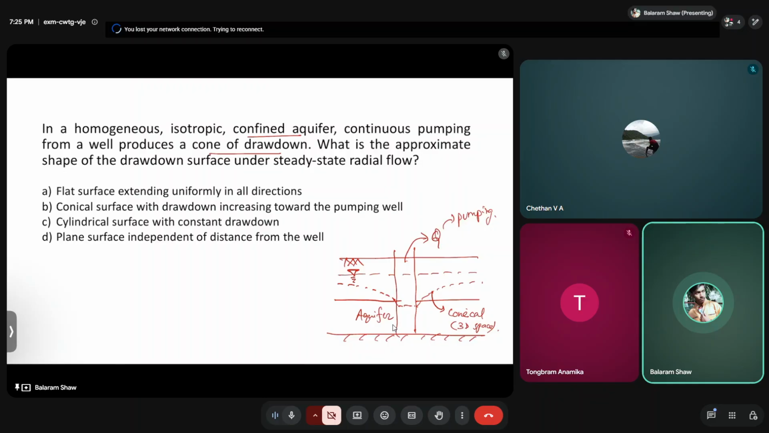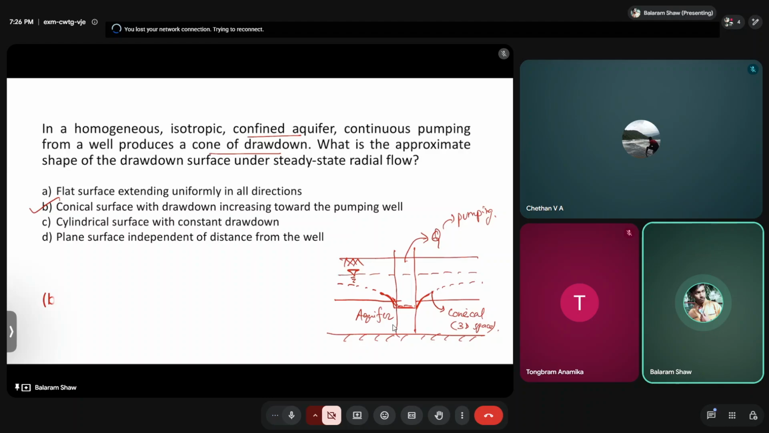So we saw if just near the pumping well we have a very steep drawdown, whereas if you move very far from the well, then it will be near the water table. Okay, and that's how a conical surface with drawdown increasing towards the pumping well comes. Okay, so the correct answer for this will be option B. That is, in, let's say, a homogeneous isotropic confined aquifer, if there is continuous pumping from a well, it will produce a cone of drawdown, whose surface will be like a conical surface with drawdown increasing towards the pumping well, right?